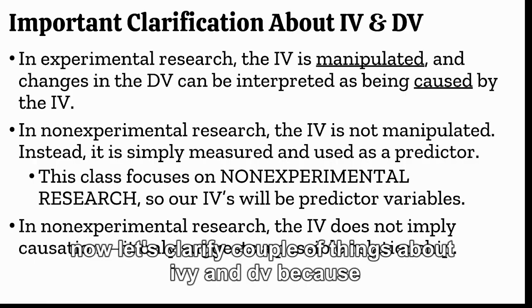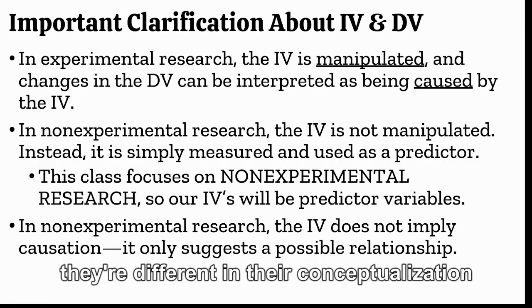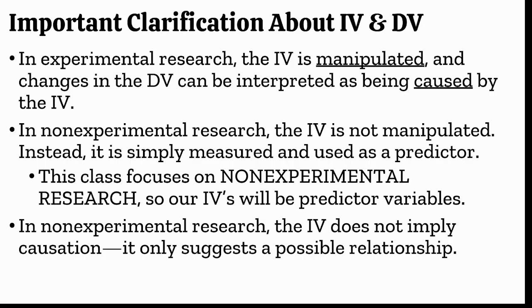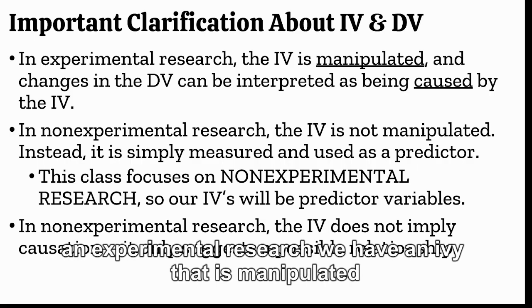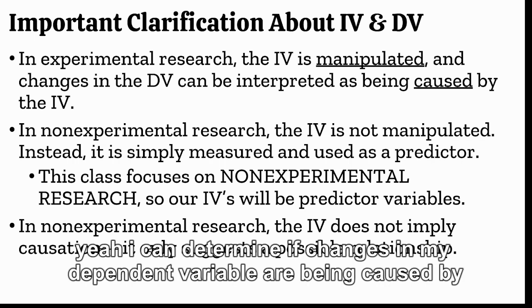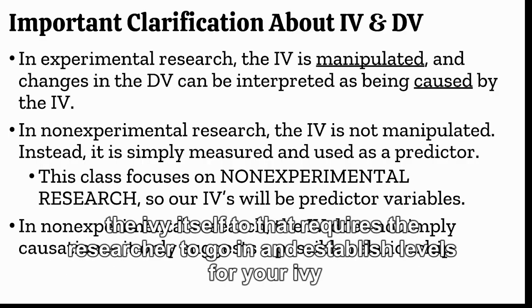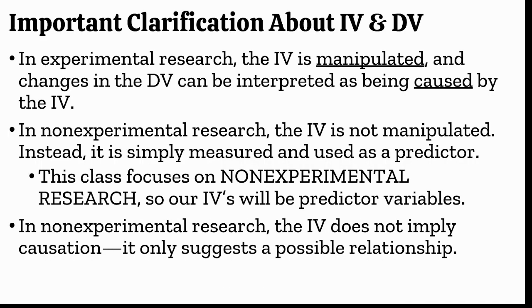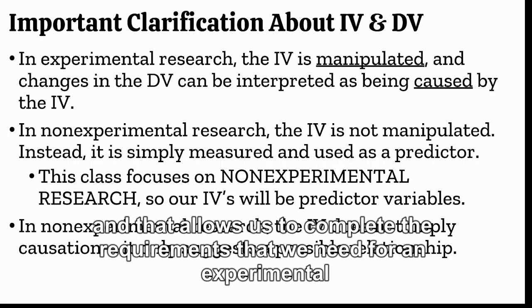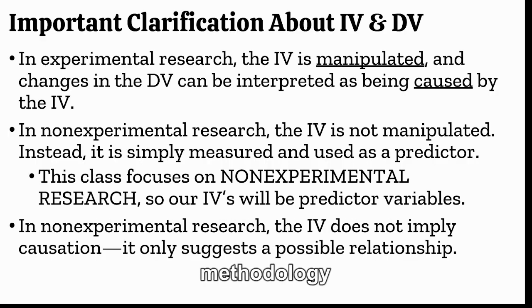Now, let's clarify a couple of things about IV and DV because they're different in their conceptualization depending on if it's experimental or non-experimental research. In experimental research, we have an IV that is manipulated. And because we're manipulating it, I can determine if changes in my dependent variable are being caused by the IV itself. So that requires the researcher to go in and establish levels for your IV. And because we do that, we often use random sampling or random assignment, and that allows us to complete the requirements that we need for an experimental methodology.